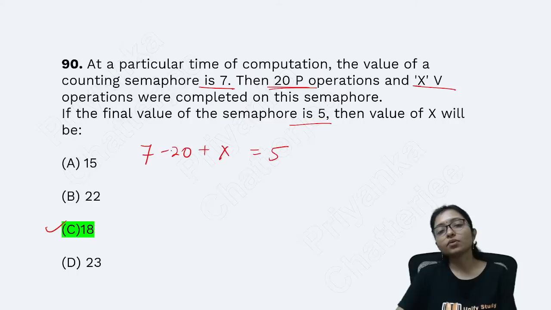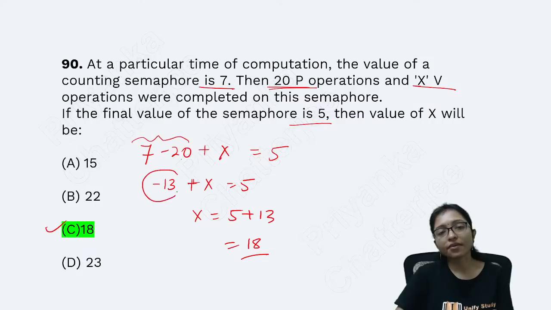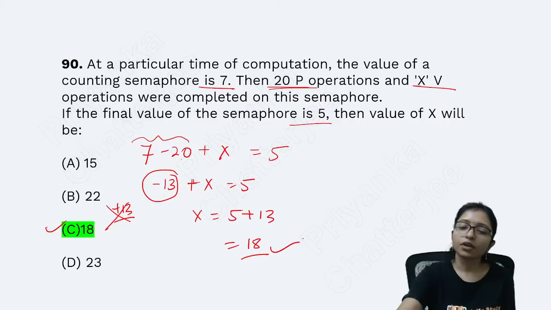At the time of doing the operation, please don't make a mistake. 7 minus 20, don't write 13, it is minus 13. Most of the time students make a mistake here. So minus 13 plus x equals 5. So x equals 5 plus 13, that is 18. Most of the time instead of writing minus 13 you write plus 13 and make a mistake here. Don't do that. This is minus 13, that's why x equals 18 here.